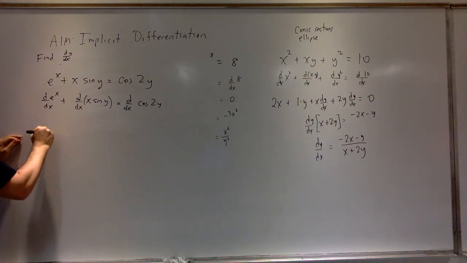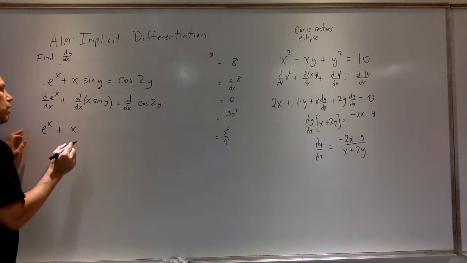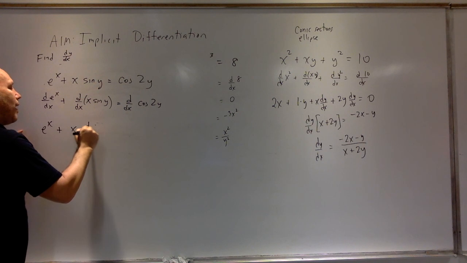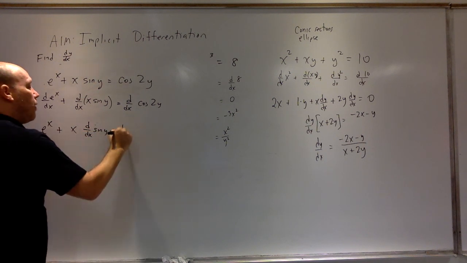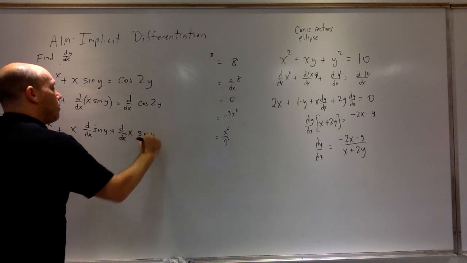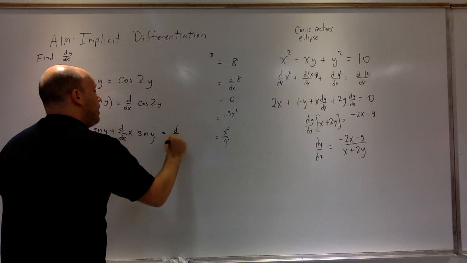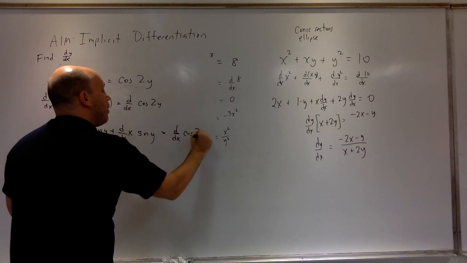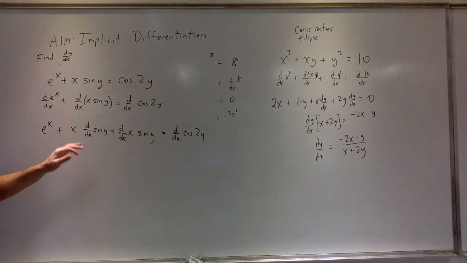Let's continue. Well, this is e to the x. What do we have here? Let's see, keep the first, derivative of the second. We're going to have to take care of this in a second. Plus the derivative of the first, keep the second. And then it's equal to d/dx of cosine of 2y. Let's go on. Let's see what's going on here.